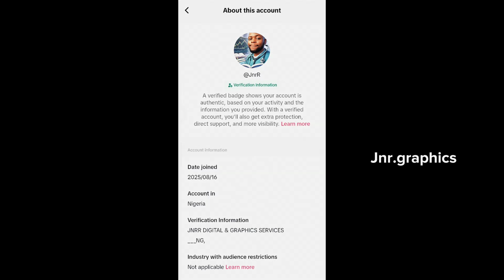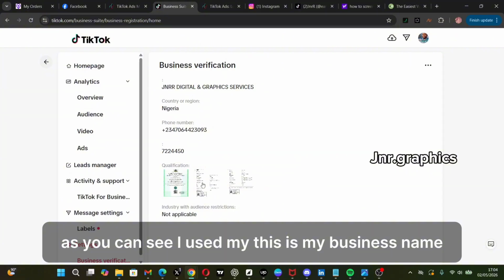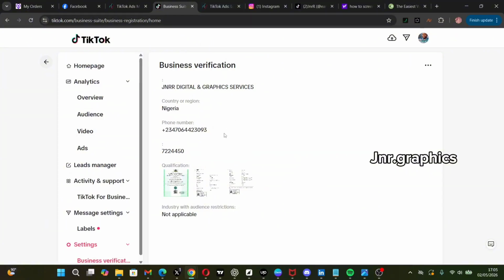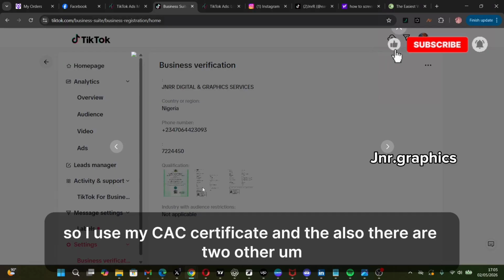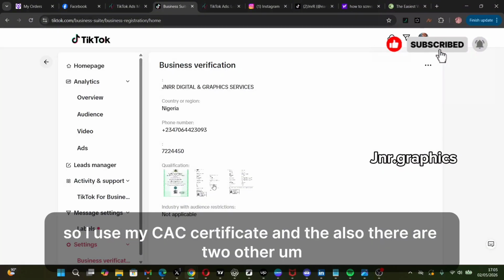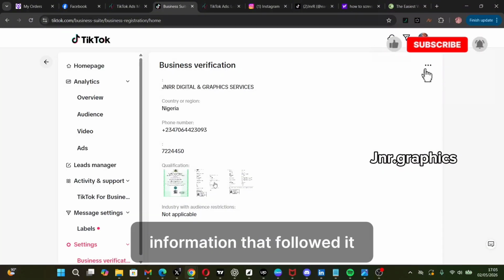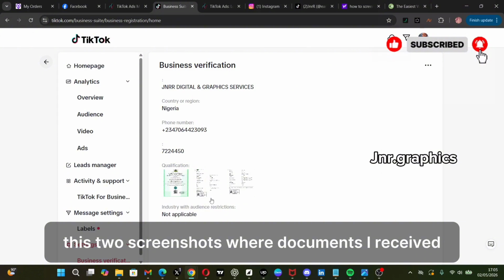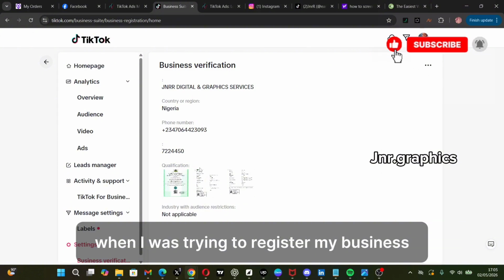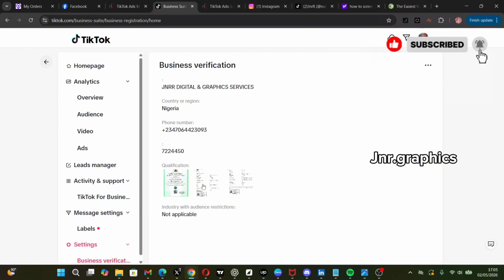As you can see, I used my business name. So I used my CAC certificate, also the two other pieces of information that followed it. So this is my CAC certificate. These two screenshots were documents I received when I was trying to register my business at CAC.